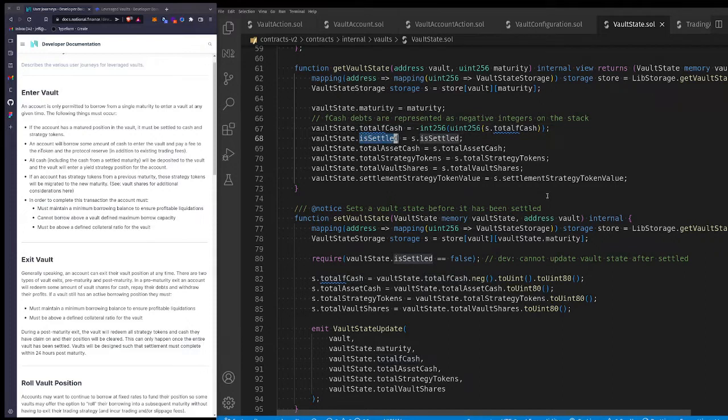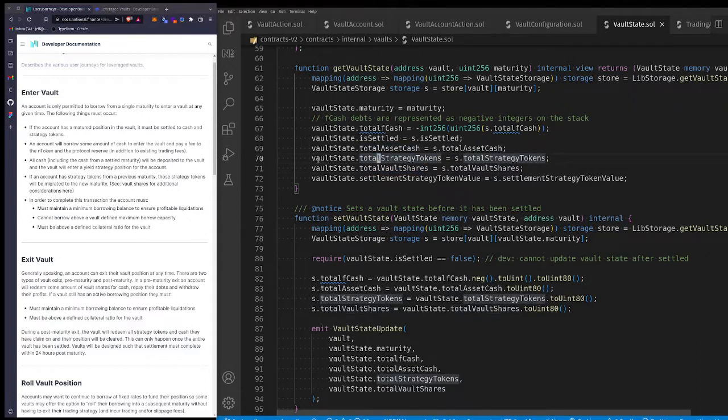Whether or not that maturity has been settled, which is a process that we'll discuss in depth, needs to occur post maturity, and it's where we set a number of variables that tell us how to partition out the assets after settlement. There are 3 variables here: total asset cash, total strategy tokens, and total vault shares. So accounts hold vault shares, and vault shares are a claim on asset cash and strategy tokens.